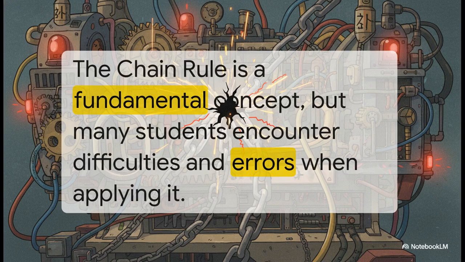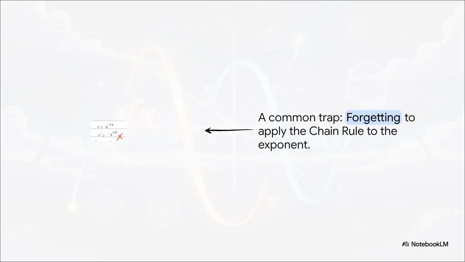Forgetting to multiply by the derivative of that inside function is such a classic mistake, so don't feel bad if it takes a second to click. Once you get in the habit, it becomes second nature. And here we have a perfect example of that trap.